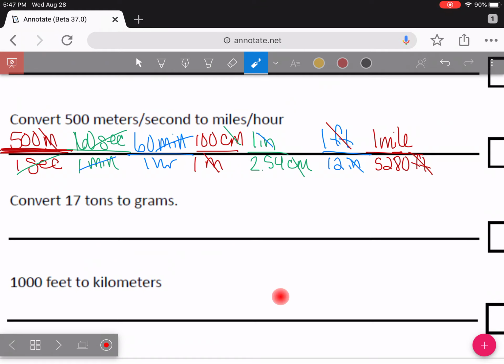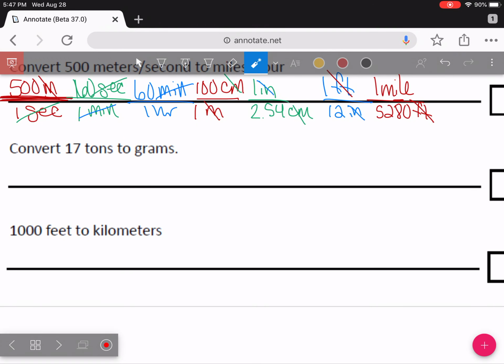All right, one more conversion. Let's do tons to grams. So we know 17 tons. Well, we know there are 2,000 pounds in 1 ton. Okay, so tons cancel out. And then we know there are, in 1 pound, there are 454 grams.